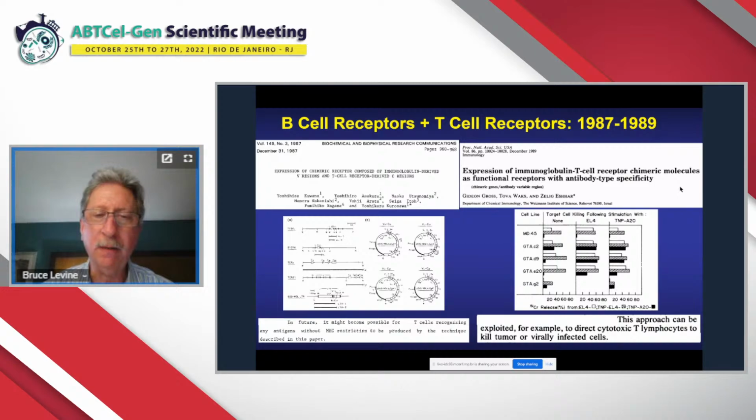But what really struck me in reading these papers is in the discussion, where they say in the future it might become possible for T cells recognizing any antigens without MHC restriction to be produced by the technique described here. And this approach can be exploited to direct cytotoxic T lymphocytes to kill tumor or virally infected cells. So I find it really prescient, amazing that each of those groups was thinking decades ahead of time.